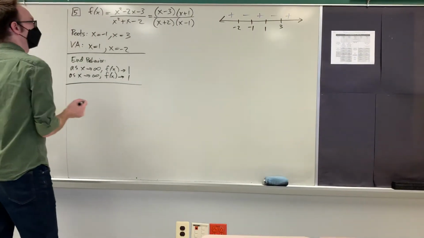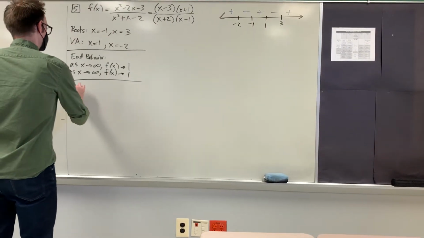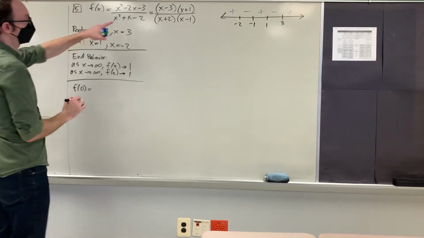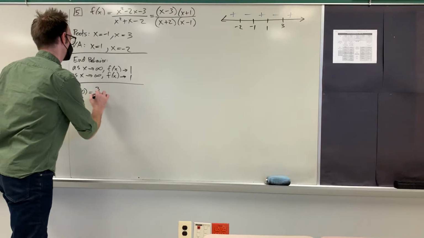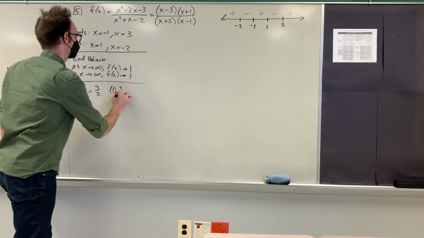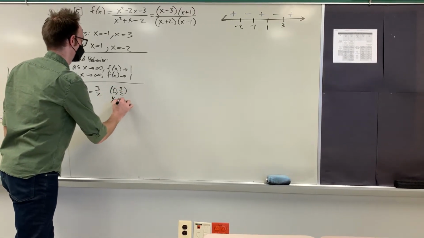A couple more small things that are worth doing. Of course, I can always plug in 0, and if I plug in 0 on the top, I get -3, and the bottom, I get -2, so that's 3 halves. So that's kind of nice because it tells me that the y-intercept is (0, 3/2).